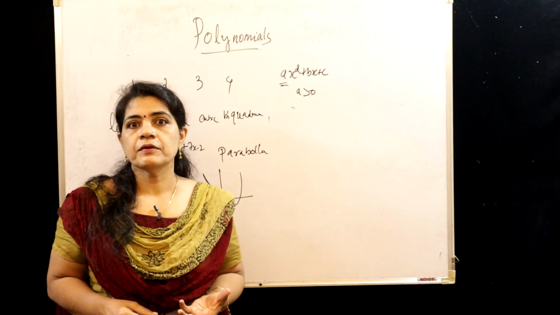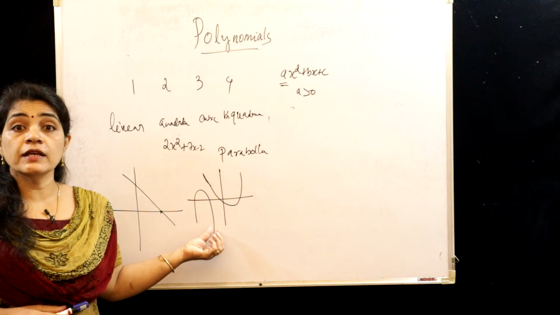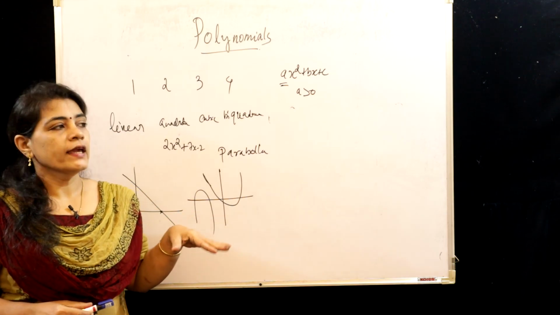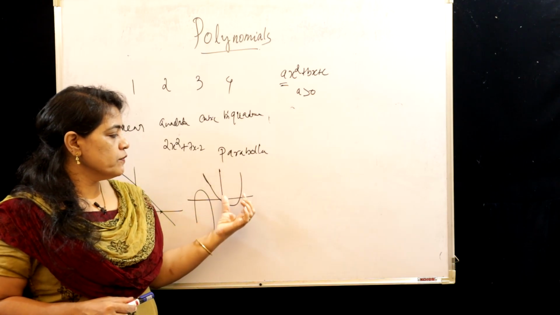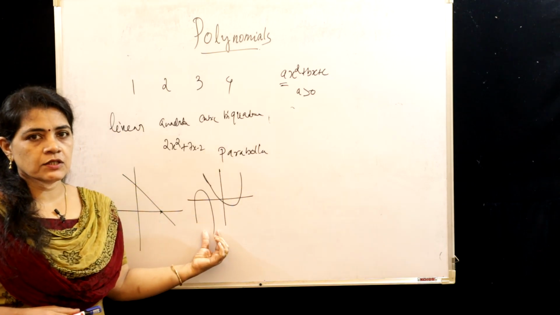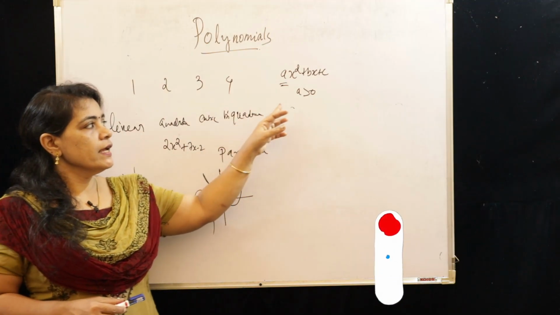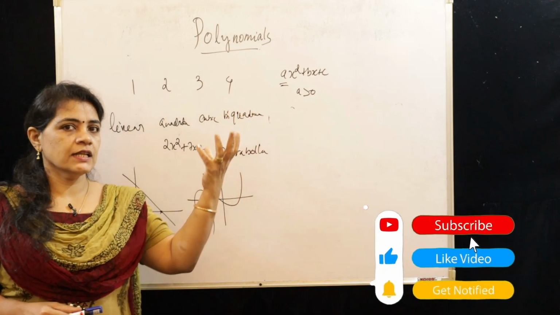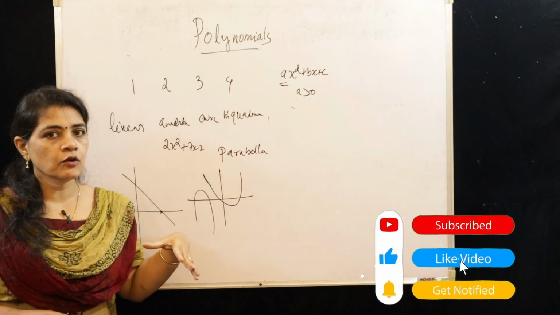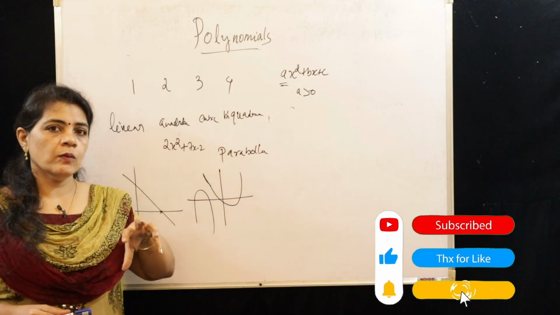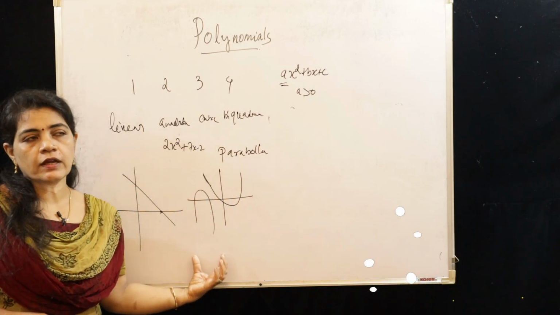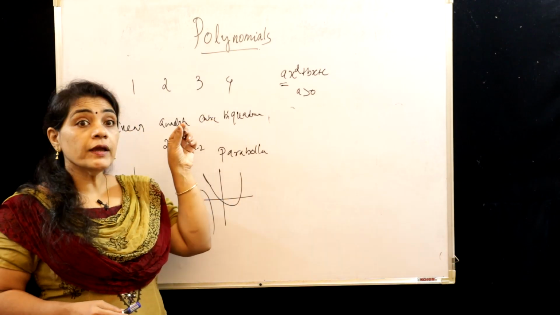So the graphical representation of a quadratic polynomial is always a parabola. Sometimes it will open upwards and sometimes downwards. When a is greater than 0, it will open upwards, and when a is less than 0, a negative number, the coefficient of x square, then that parabola opens downwards.